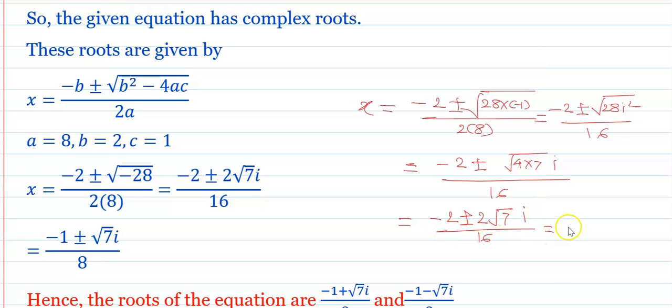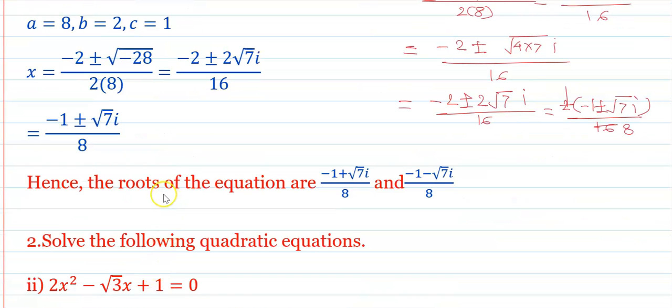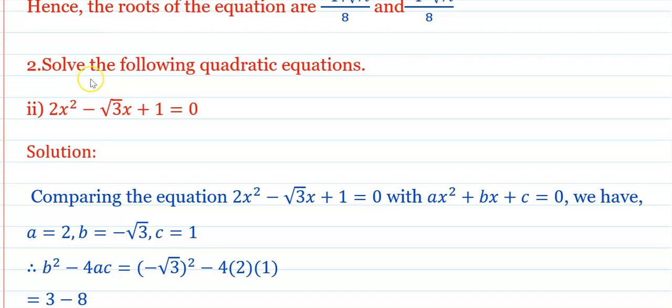Take 2 as a common. We take the 2 common. Then in bracket you will get minus 1 plus or minus root of 7i upon 8. If we simplify this, then you will get 8 in the denominator. एकदा प्लस घेणार एकदा मायनस घेणार. Therefore, hence the roots of the equation are minus 1 plus root 7i upon 8 and minus 1 minus root 7i upon 8.